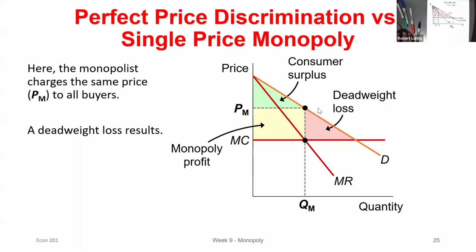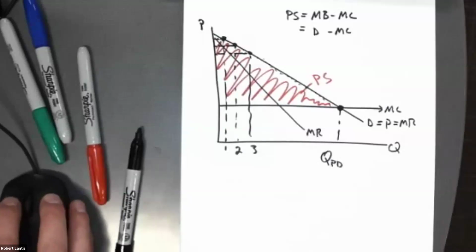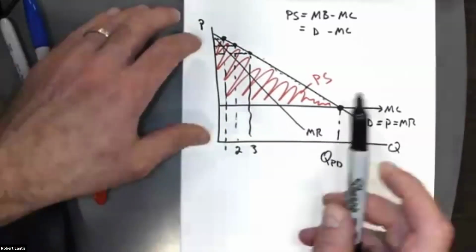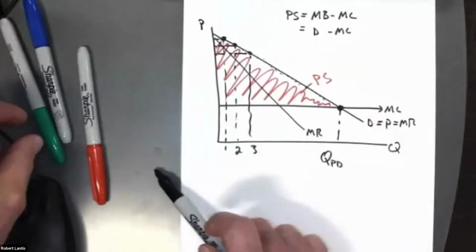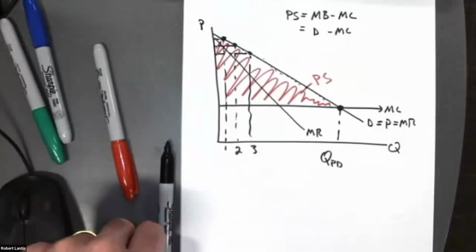Okay. So I'm able to take the deadweight loss and turn that into producer surplus. I'm also able to convert what used to be consumer surplus, if I was charging a single price, to producer surplus if I can perfectly price discriminate. Okay. So all of this triangle is going to be producer surplus.